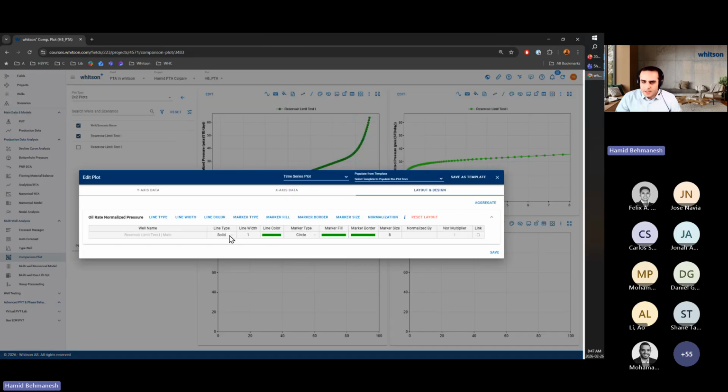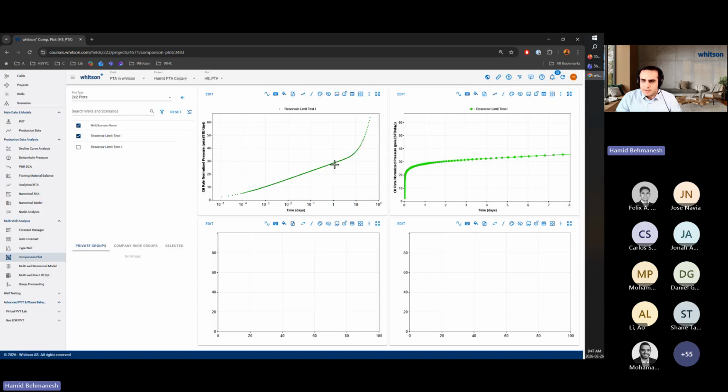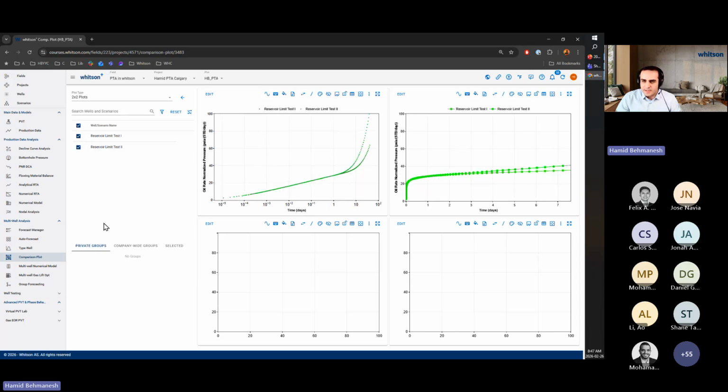So for the line, I'm gonna leave it to be no line. It's all your preference at this point. For the marker size, I'm gonna make it 2 and click on save. So this is my data. And now I'm gonna add the reservoir limit test 2. This is reservoir limit test.